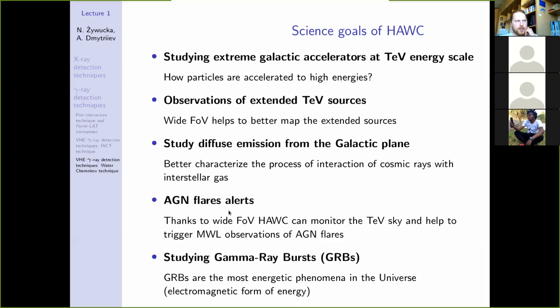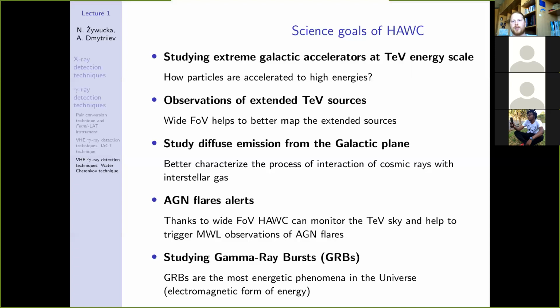Then the next scientific goal, which I was already talking about, is issuing alerts for transient phenomena. For instance, AGN flares or other transient phenomena in gamma rays. HAWC, due to its wide field of view, can spot interesting behavior in the TeV energy range, and scientists on duty can report it to other collaborations like HAWC, VERITAS, and so they can point their instruments to these sources.